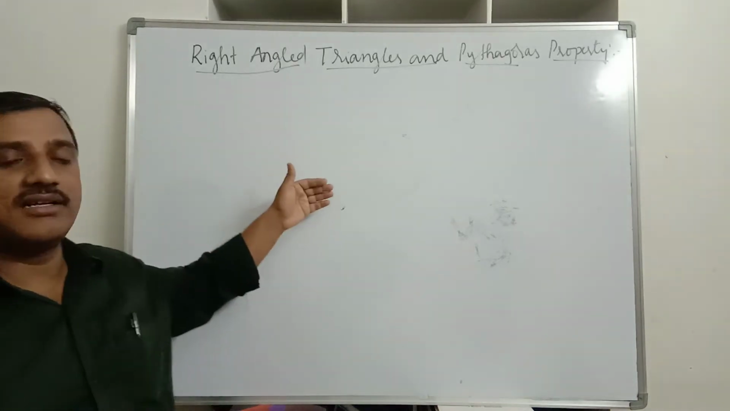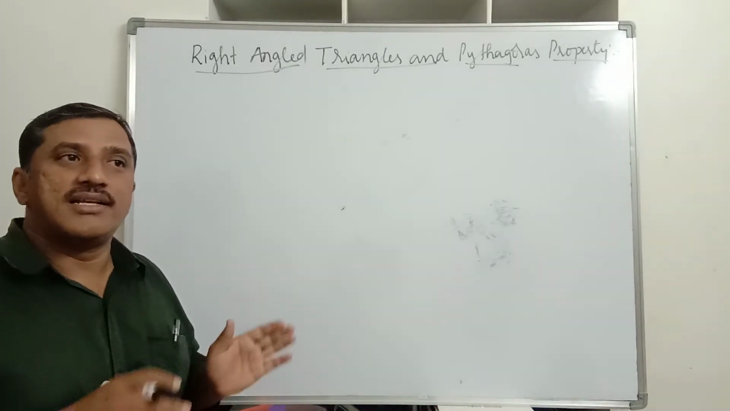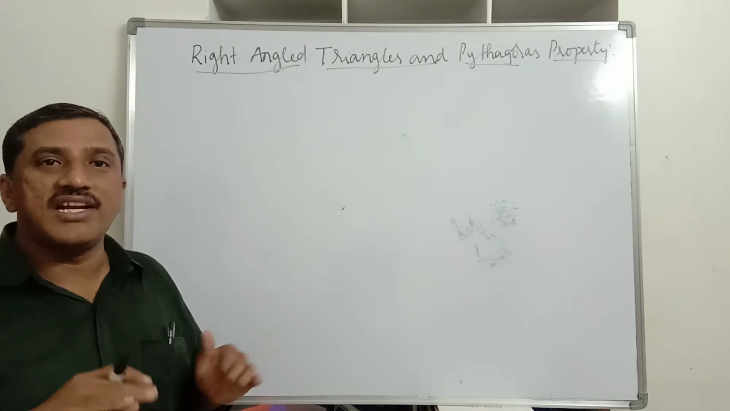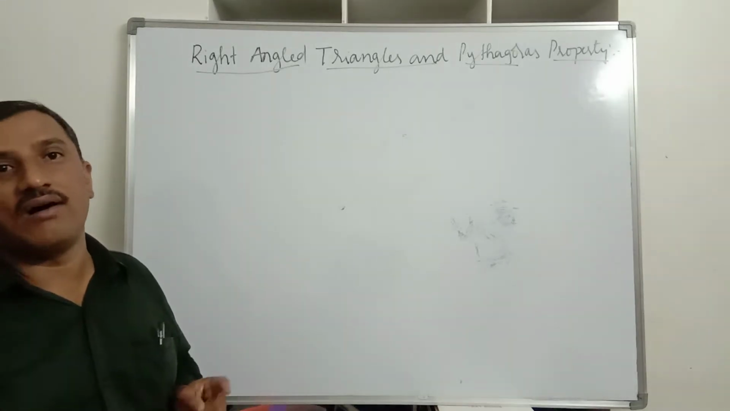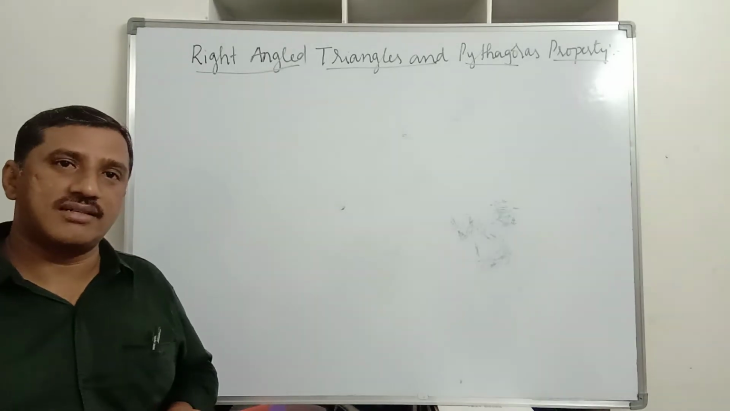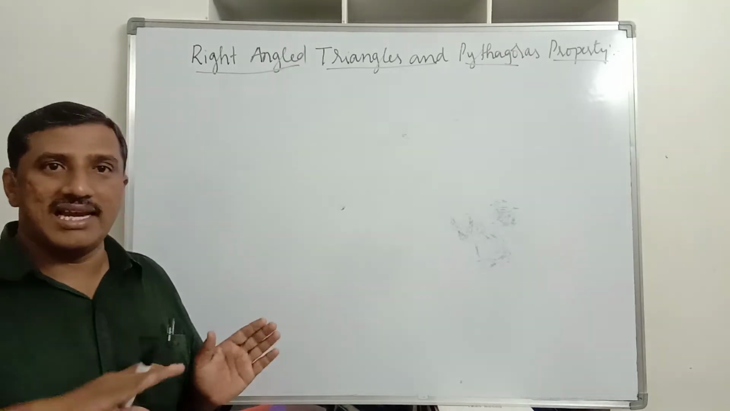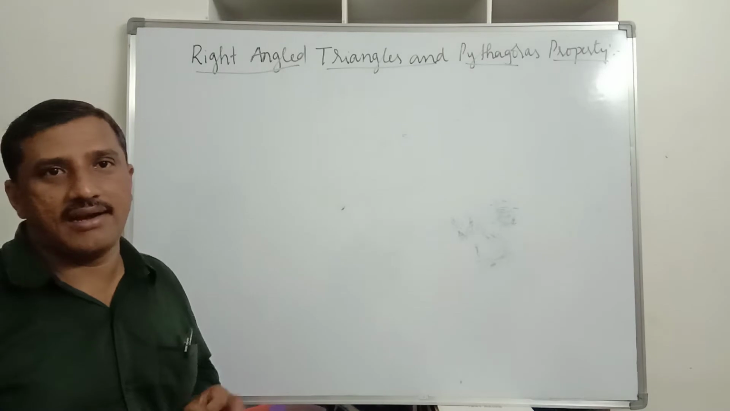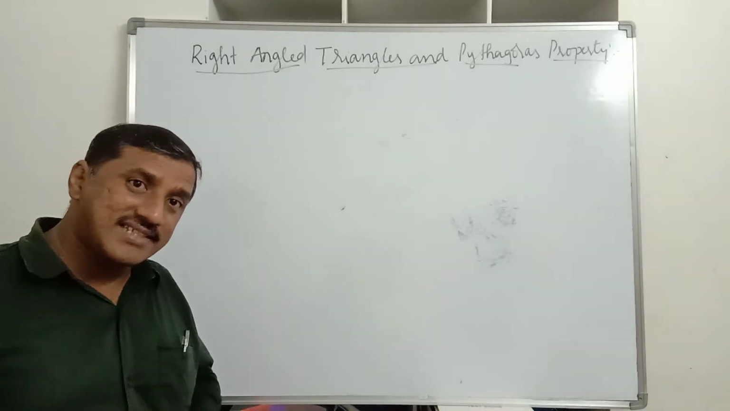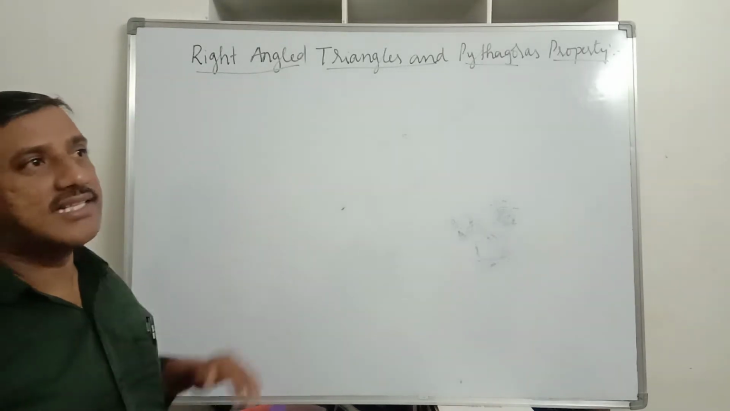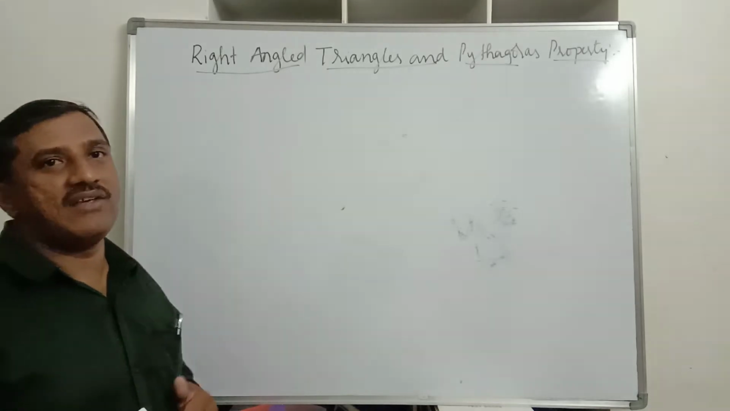And we studied two more properties. The sum of the lengths of any two sides of a triangle is always greater than the third side. And the difference of the lengths of any two sides of a triangle is always less than the third side. Its applications we studied in the previous class.